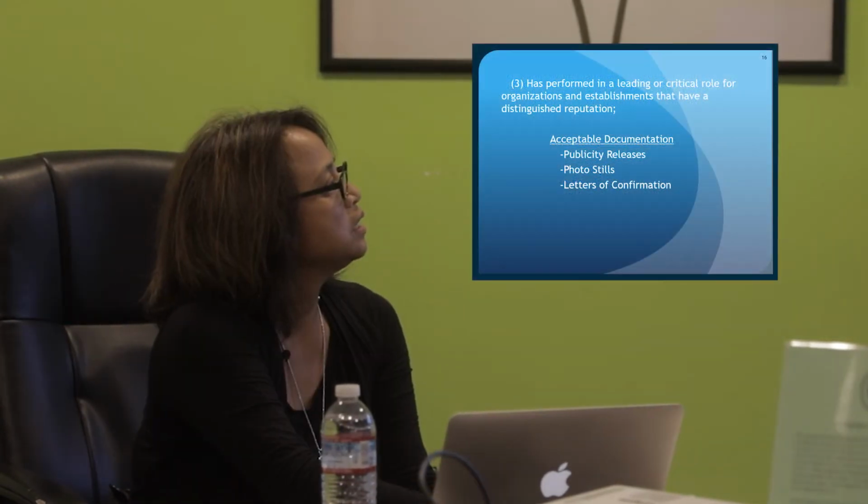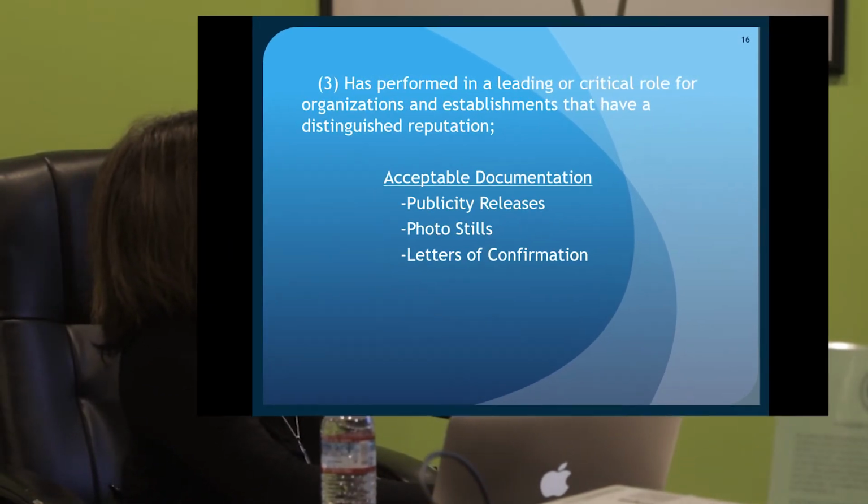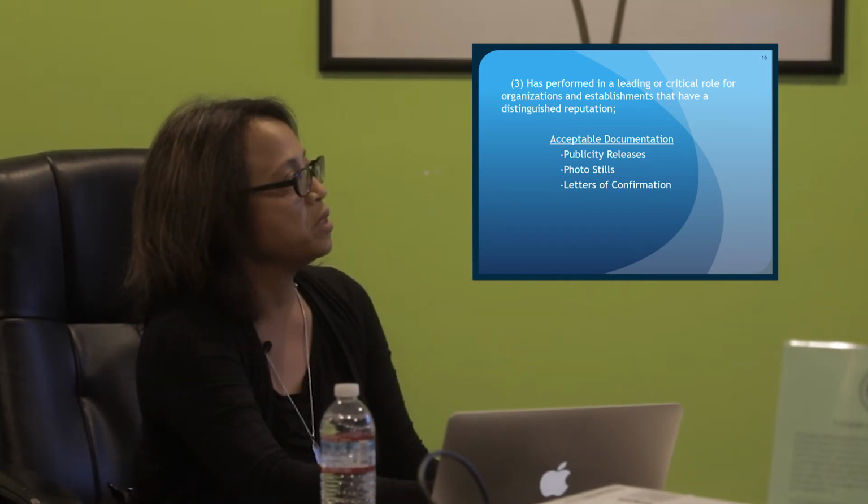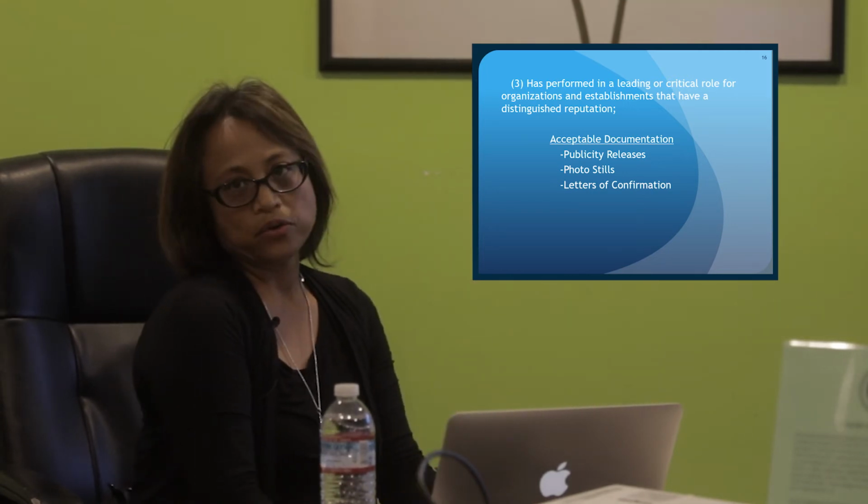The third criterion, the documentation is what they like to see to show that the person performed in a leading or critical role for an organization or establishment. So they like to see publicity releases or photo stills. Letters of confirmation, those are like testimonials. So for example, an actress on stage, in theater, that she performed in a leading role for the theater group, for example.